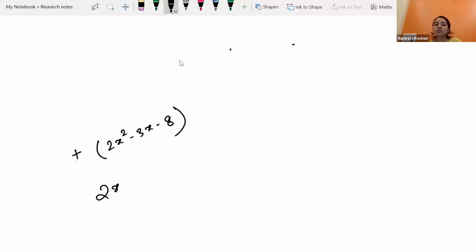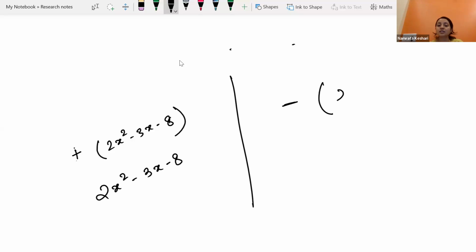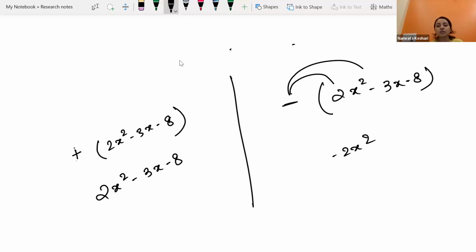Whenever you have a plus sign outside the bracket and inside the bracket you have 2x square minus 3x minus 8, then when you open the bracket, nothing will change. Addition sign doesn't do anything. But instead of addition, if you have a subtraction sign, see, every sign will get reversed. So this will be minus 2x square now. This will be plus 3x now. And this will be plus 8 now. So minus sign changes everything.